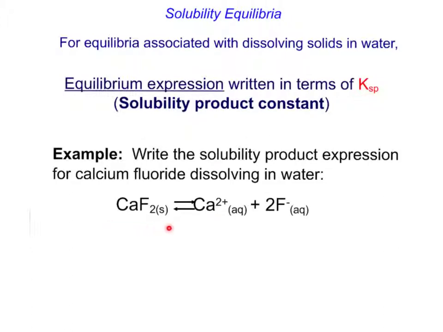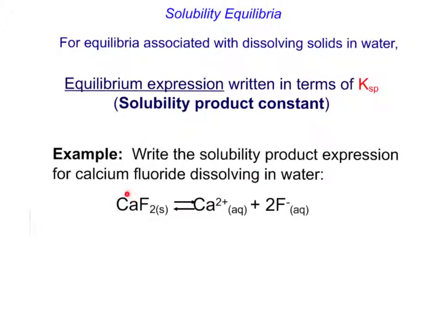Here's calcium fluoride. We put solid calcium fluoride in a beaker, put some water in there, and it's going to dissolve. And as the calcium fluoride dissolves into its respective ions, we also have the reverse reaction happening, where the fluoride and the calcium ions combine to reform calcium fluoride solid as a precipitate.